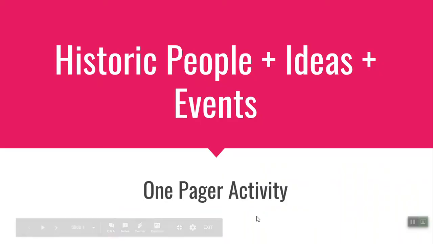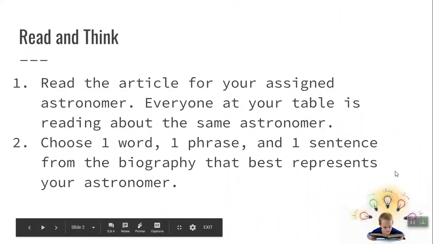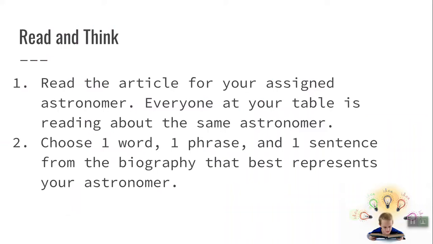So now that you know who you're going to be working on, let's see what it is that you're going to be doing. So let's take a look at the instructions here for the one-pager activity. The first thing you're going to do individually is you're going to read the article for your assigned astronomer. Everyone at your table is reading about the same astronomer. You're reading silently to yourself.